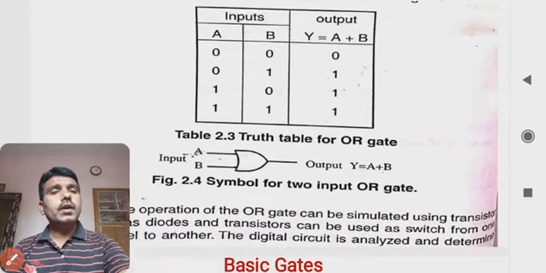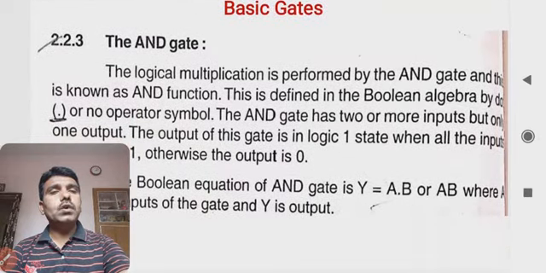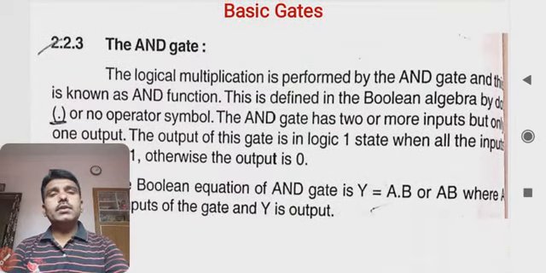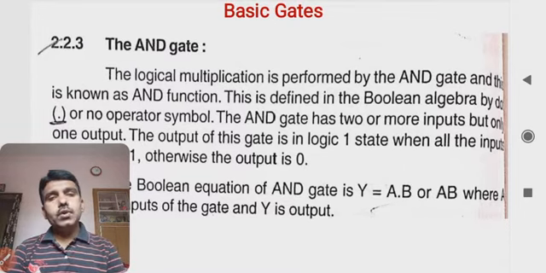So we have seen how the OR gate is symbolically represented and what the logic behind it is. There is another gate called the AND gate. The AND gate is sort of a multiplier. In this case, n number of inputs can be given, but the output is going to be only one.